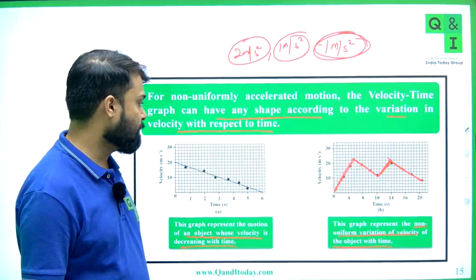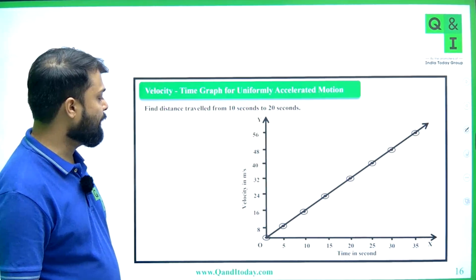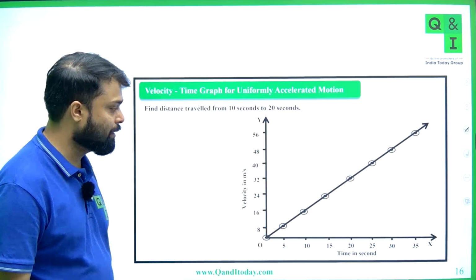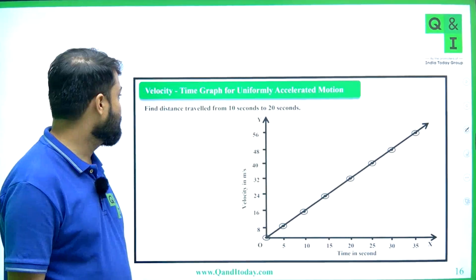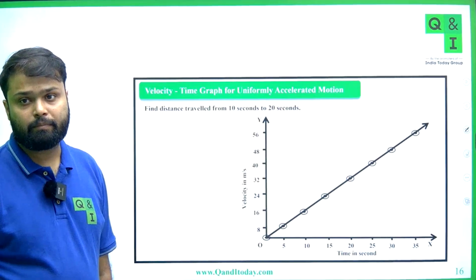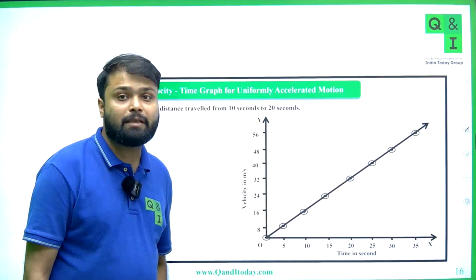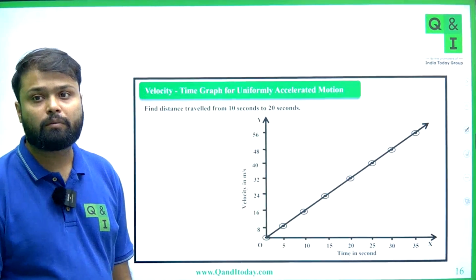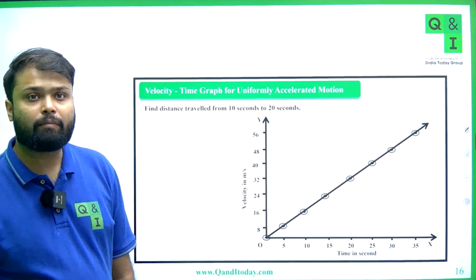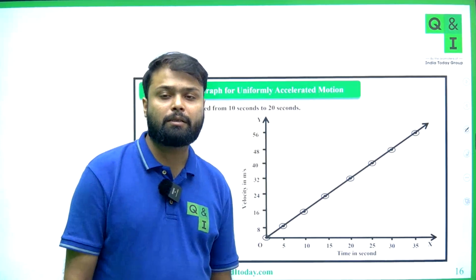Okay. Now if we want to find the distance traveled by the body from 10 to 20 seconds, in the case of the velocity time graph, which is uniformly accelerated motion, how will we find it? Anyone? The area under the velocity time graph gives us the distance covered by the body, yes or no? Tell me. Area under velocity time graph will give us displacement or distance, yes or no?